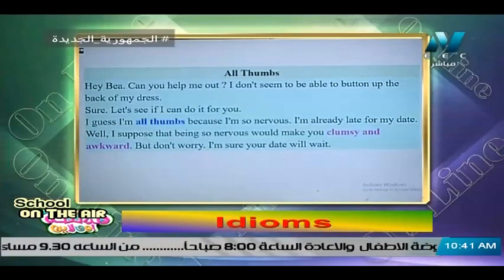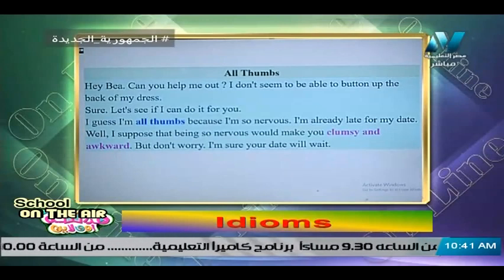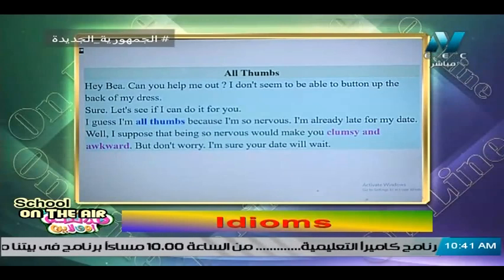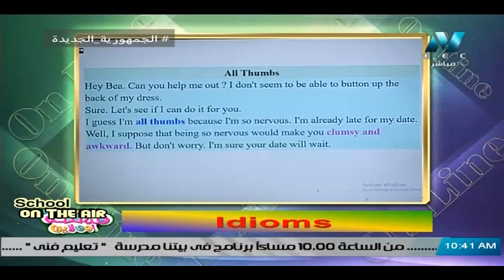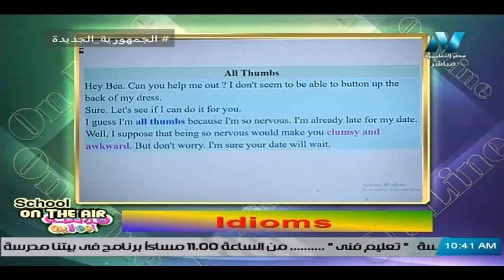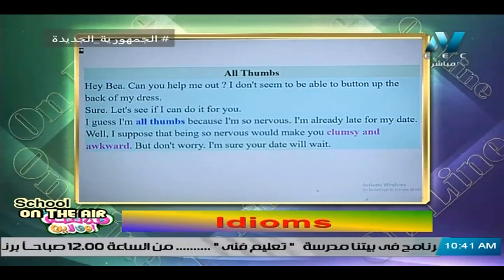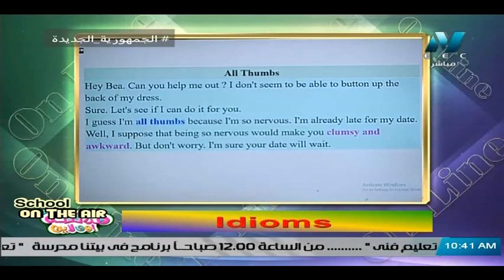Hey, B. Can you help me out? I don't seem to be able to button the back of my dress. Sure, let us see if I can do it for you. ممكن تساعديني أقفل بس زراير الفستان من ورا؟ I guess I'm all thumbs because I'm so nervous.